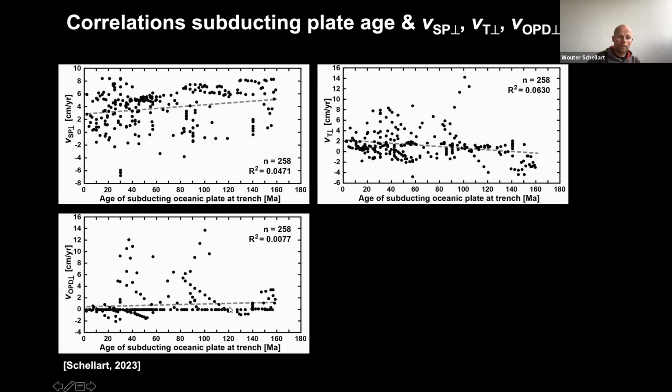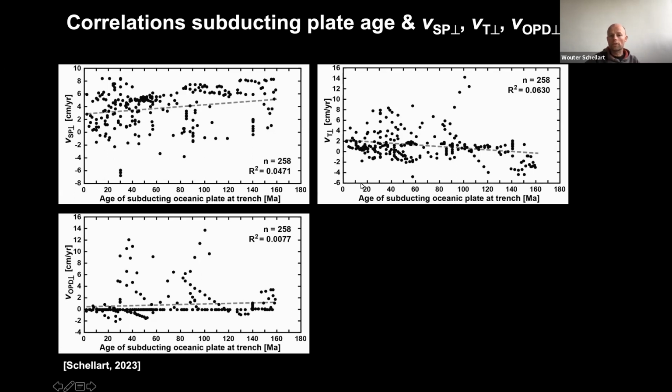For the overriding plate deformation rate, there's also a positive correlation, but the correlation coefficient is even much smaller. So in general, low correlation coefficients. For the trench velocity, the correlation is somewhat better, but as you might already notice here, the correlation is actually opposite to what the conceptual model predicts.